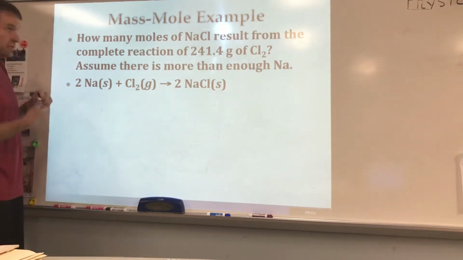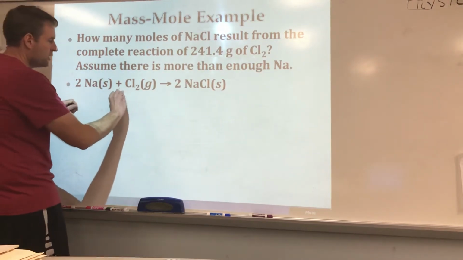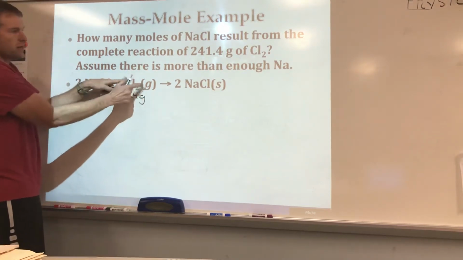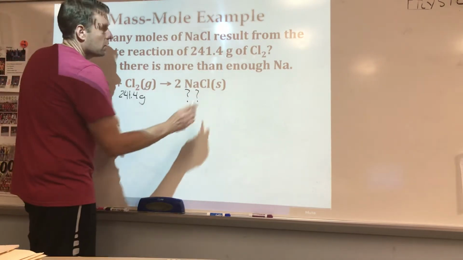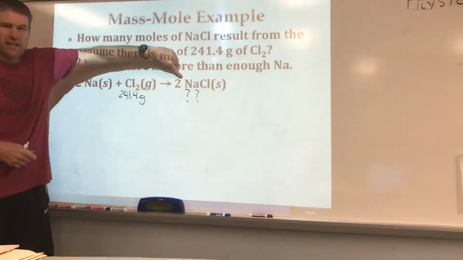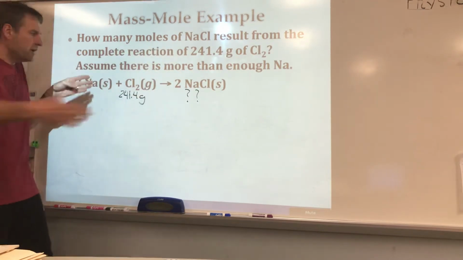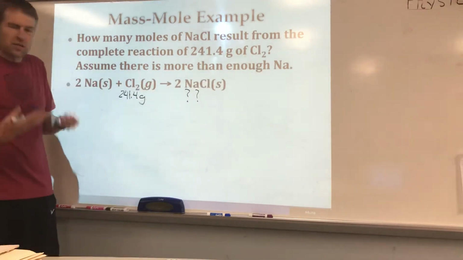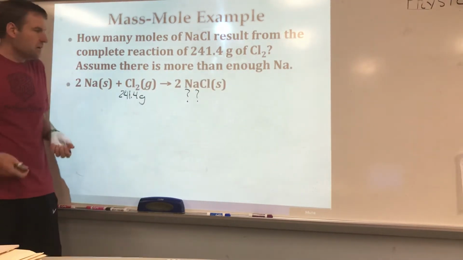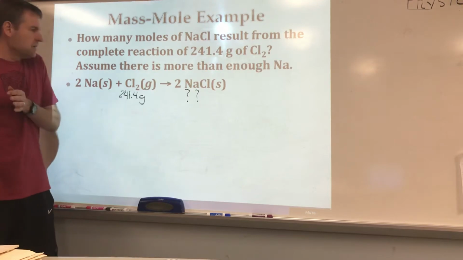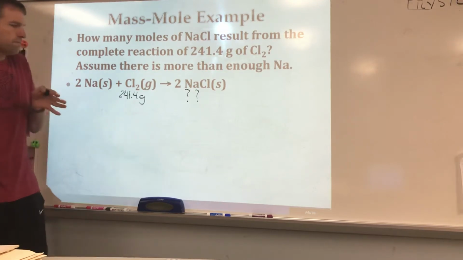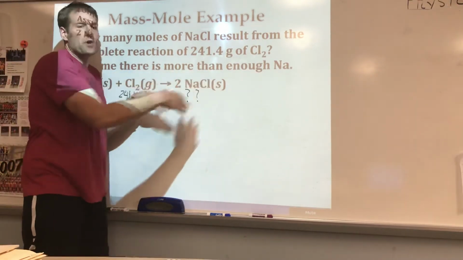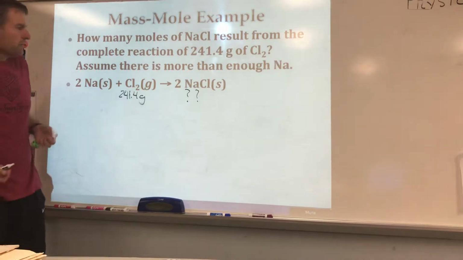So really what it says is, if you had 241.4 grams of the chlorine, how much, just in moles of NaCl, would you produce? It's like if you put in this amount, how much of this are you going to get out? It's a basic chemistry problem. It's almost like a recipe. If I have this many cups of sugar, how many cookies am I going to get out? That'd be oversimplifying it, but that's the idea of this.